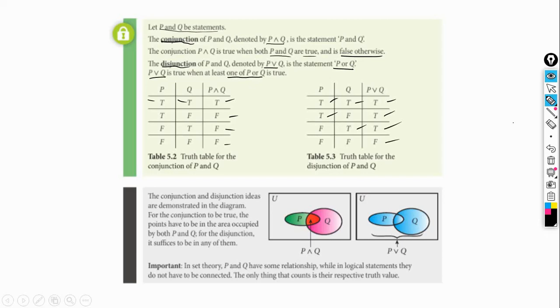Now, the conjunction and disjunction ideas can be demonstrated in Venn diagrams. For the conjunction to be true, the points have to be in an area occupied by both P and Q. So it's the intersection of P and Q. Whereas for the disjunction, it suffices to be in any of them. So this is similar to the union of P and Q. It's very important, though, to state that in set theory, P and Q have some relationship, while in logical statements, they do not have to be connected. The only thing that counts is a respective truth value.